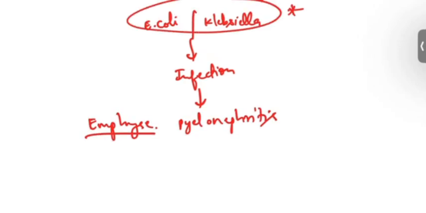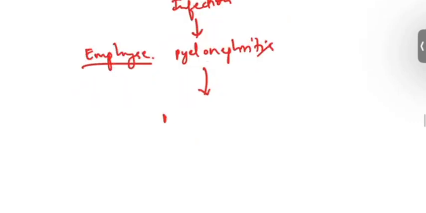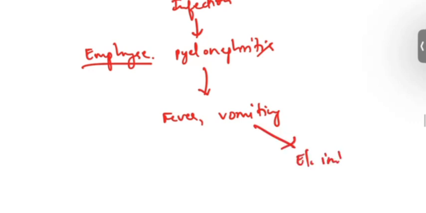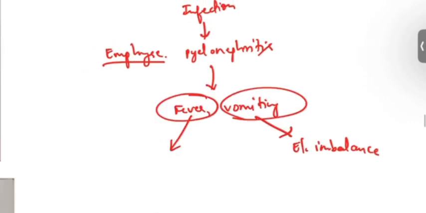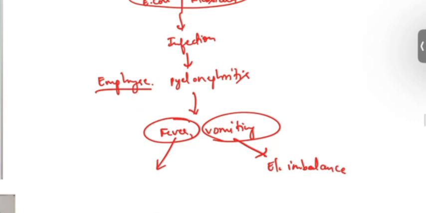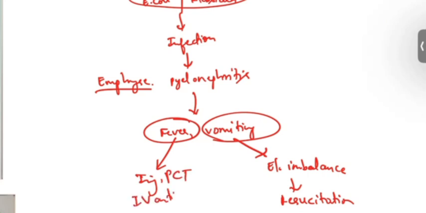Along with that, because of this emphysematous pyelonephritis, there can be fever and vomiting. Because of the vomiting, electrolyte imbalance can be there, and fever. So we will have to treat the clinical symptoms as well as the cause. For vomiting and electrolyte imbalance, we'll go for resuscitation. For fever, you can give paracetamol, and IV antibiotics will also treat the cause. Along with that, IV antibiotics.